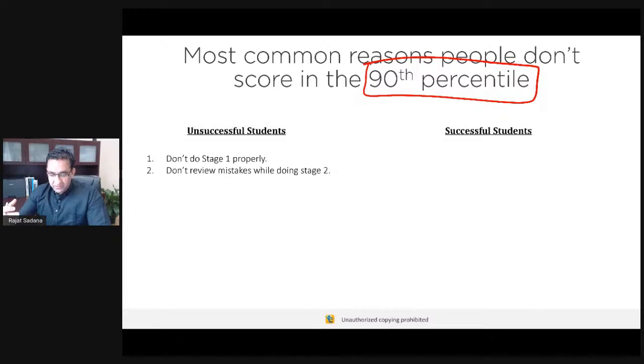Here's what we find with unsuccessful students. They don't do stage 1 properly. They don't review their mistakes. They focus on solving thousands and thousands of questions. And they'll just solve questions from any source, even those that are not reliable. And the problem with that is, if a question is from a source that is not reliable, then the answer is speculative. If the answer is speculative and you don't know that, you start to doubt your conceptual understanding. You actually start messing up the proficiency you built during stage 1.